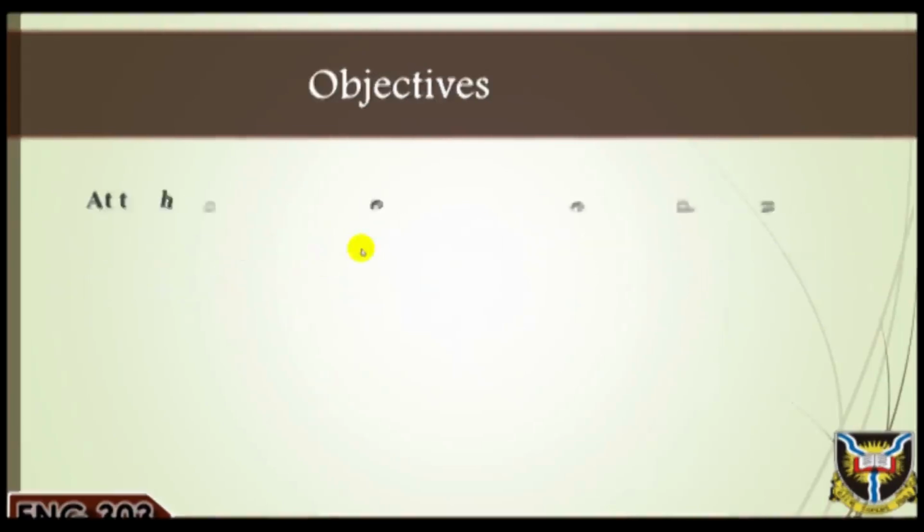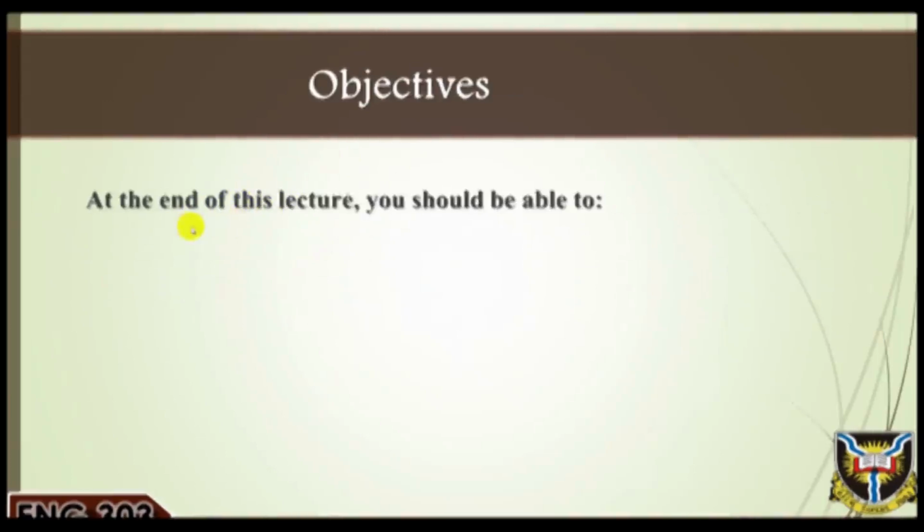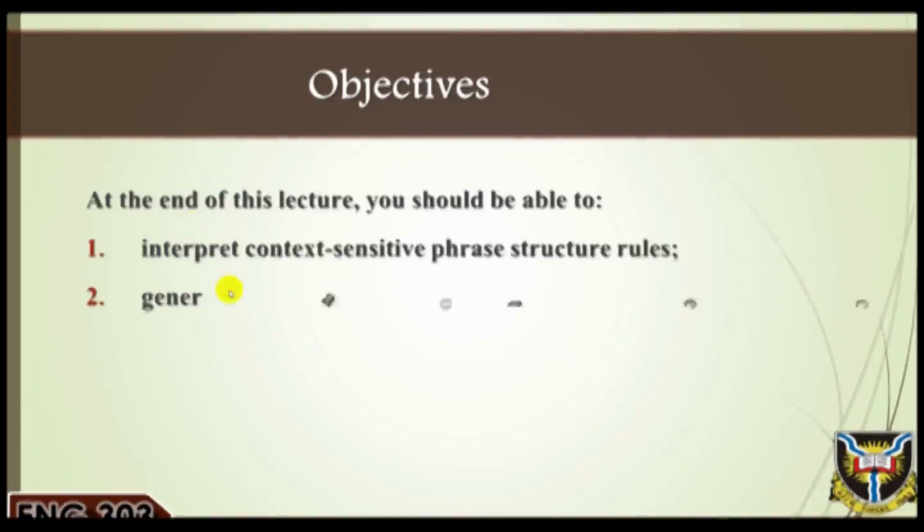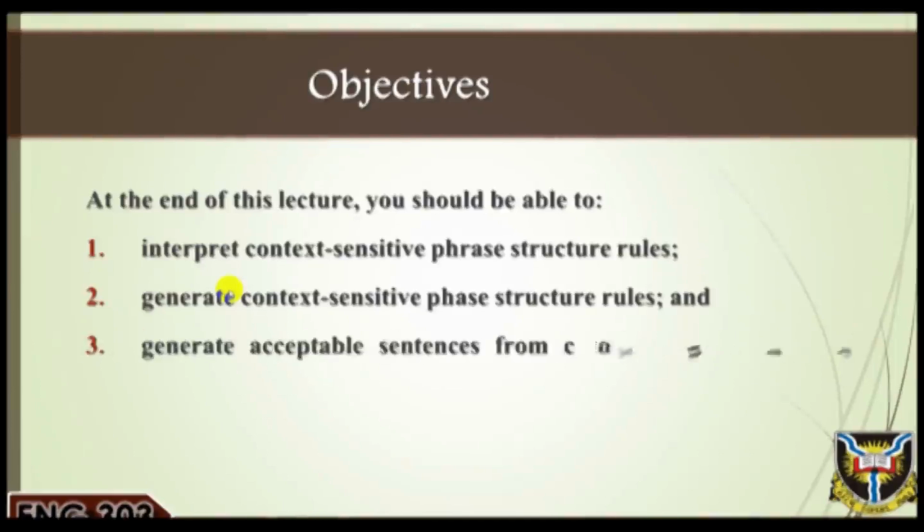Objectives. At the end of this lecture, you should be able to: 1. Interpret context-sensitive phrase structure rules. 2. Generate context-sensitive phrase structure rules. And 3. Generate acceptable sentences from context-sensitive phrase structure rules. Pre-test. 1. What is the difference between context-sensitive and context-free phrase structure rules? 2. What is the role of the context in context-sensitive phrase structure rules?